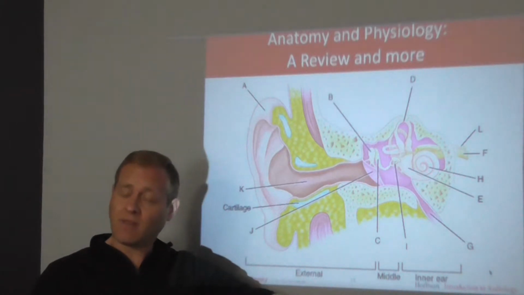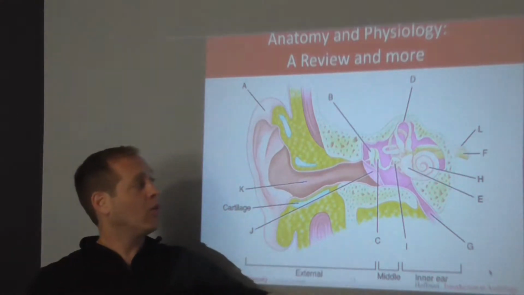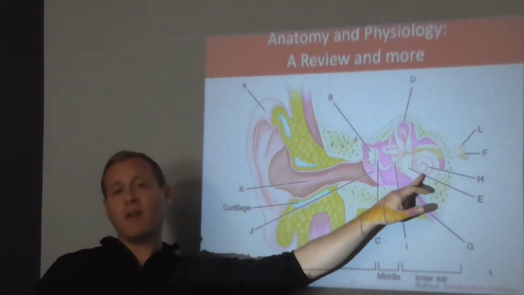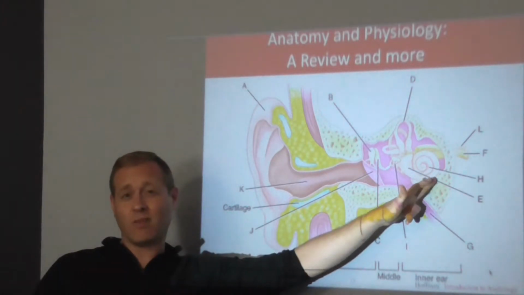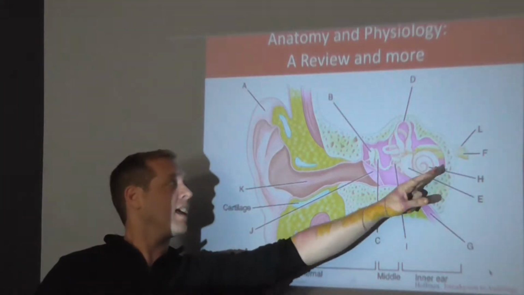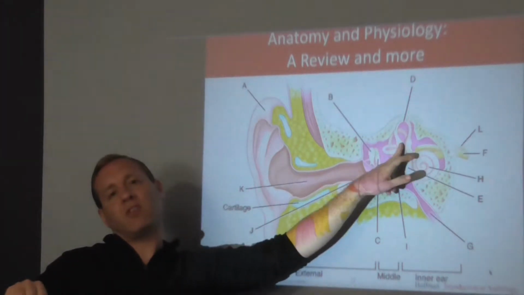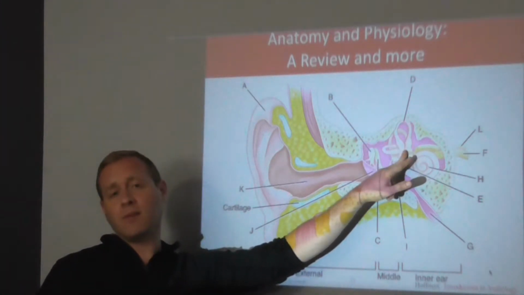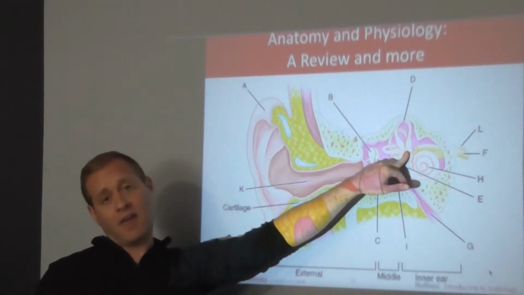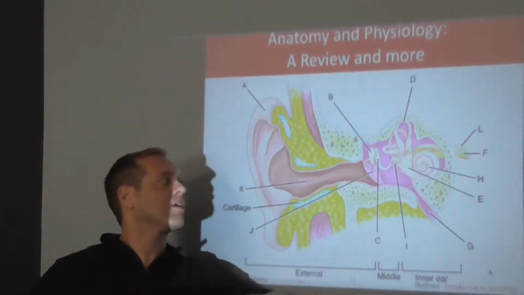F, or the 8th nerve, has 2 portions. One goes directly to the cochlea, and that's the cochlear portion of the 8th nerve, or the auditory nerve. And then the other portion of the 8th nerve goes towards the semicircular canals, and that's the vestibular portion of the 8th nerve, or the vestibulocochlear nerve.